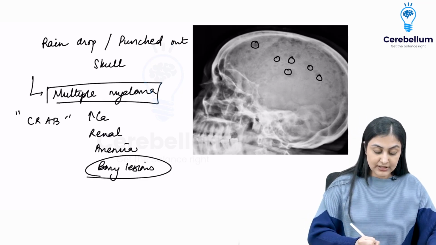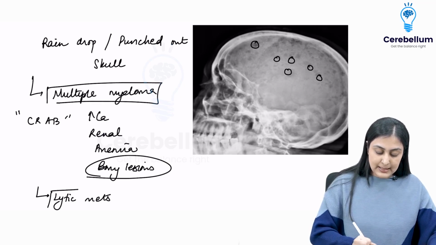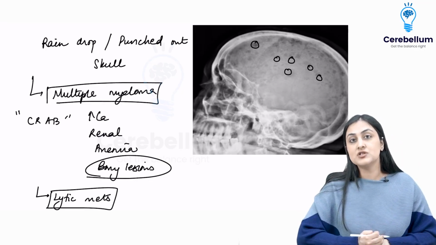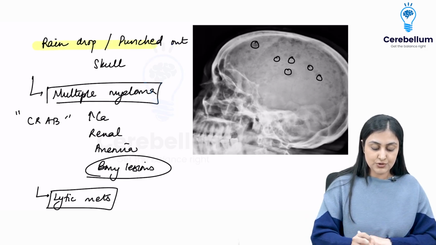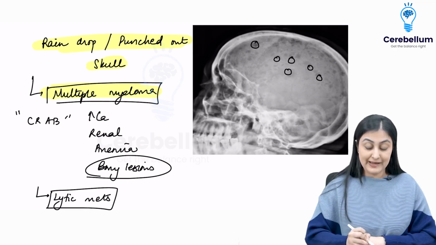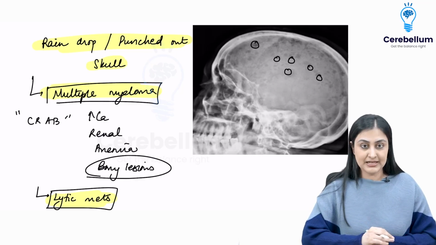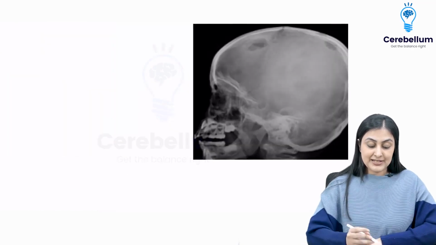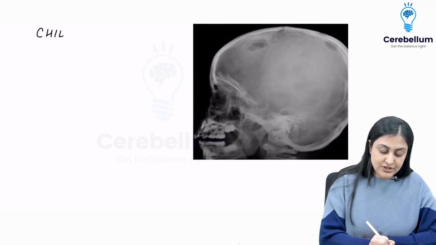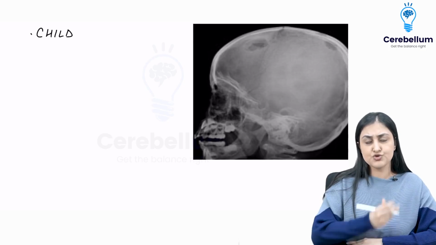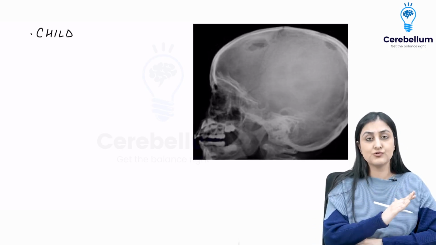And in fact, the other differential that we have for such an appearance is lytic metastasis. So diffuse lytic mets can also have this raindrop appearance. Okay, so raindrop or punched out skull, multiple myeloma predominantly. If that is not there in the options, the other answer is lytic metastasis. The next one, wherein you will have the history of a child. So first, it's a child, unlike the first two where it would be an adult. So salt and pepper, punched out, usually adults.